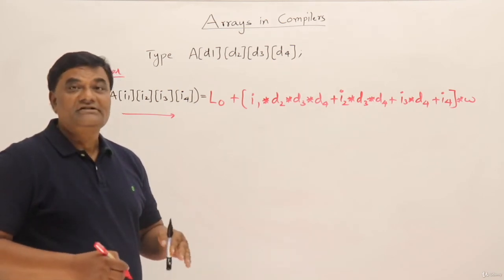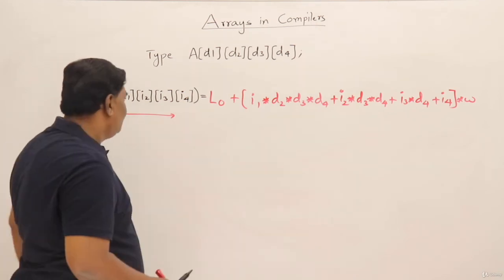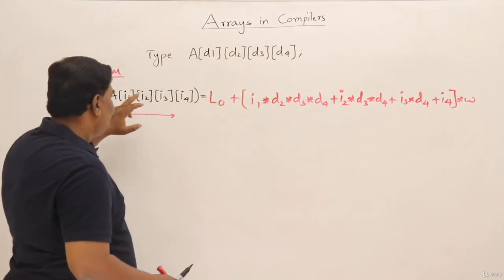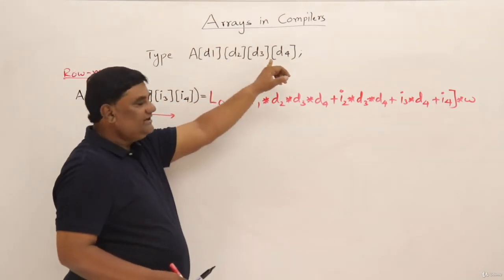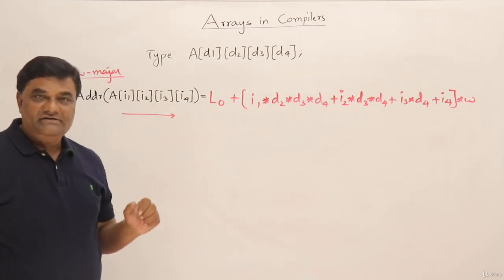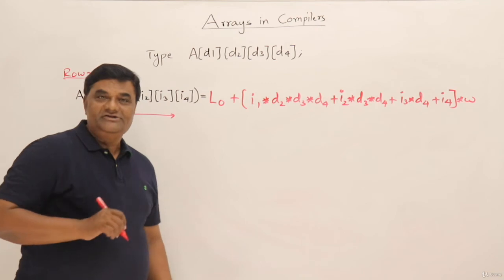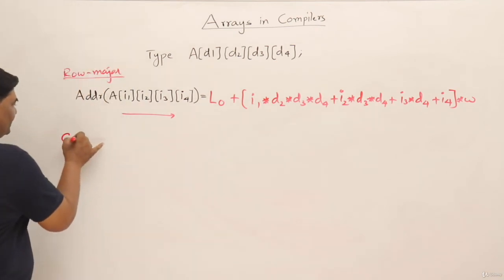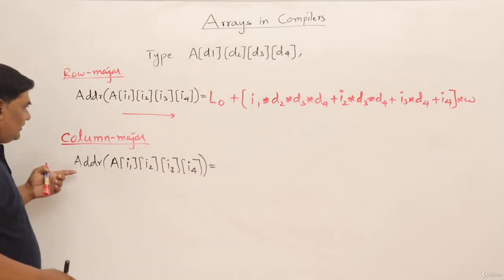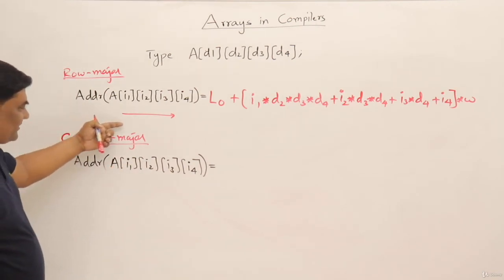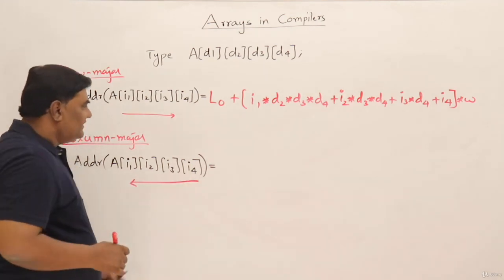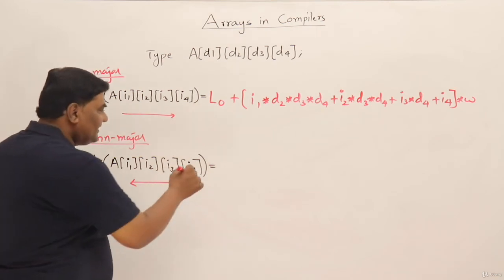This is the formula for row major mapping of a 4-dimension array. You might have observed the procedure for preparing the formula. For every index, we take the dimensions after that dimension. For I2, we take all the dimensions after D2. So this is the approach. We have taken it from left to right. Now I will write the formula for column major. For row major we go from left to right. For column major, we go from right to left. So let us prepare the formula.